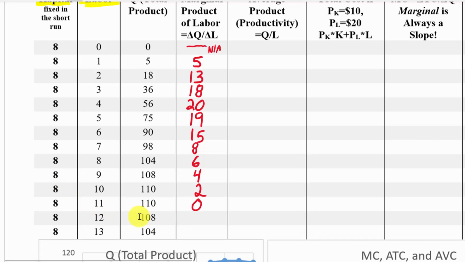How much additional output do we get when we bring in the 12th worker? Well, we don't get any additional output, but the change in the output is -2. That doesn't seem very good. What about the 13th worker? -4. So why do we care?